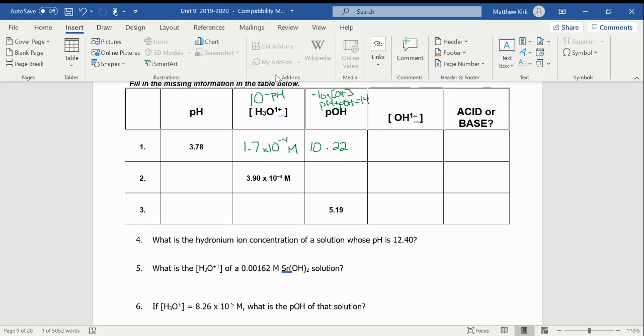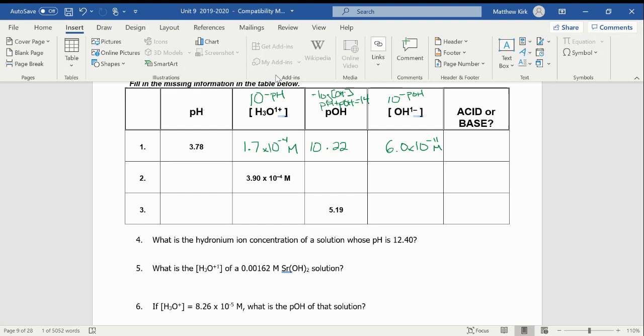And then just to finish this one, OH minus, remember to get our concentration, just 10 to the negative pOH. Look what we have. So 10 up to the negative 10.22. 2 sig figs. And our concentration is 6.0 times 10 to the negative 11th molar.